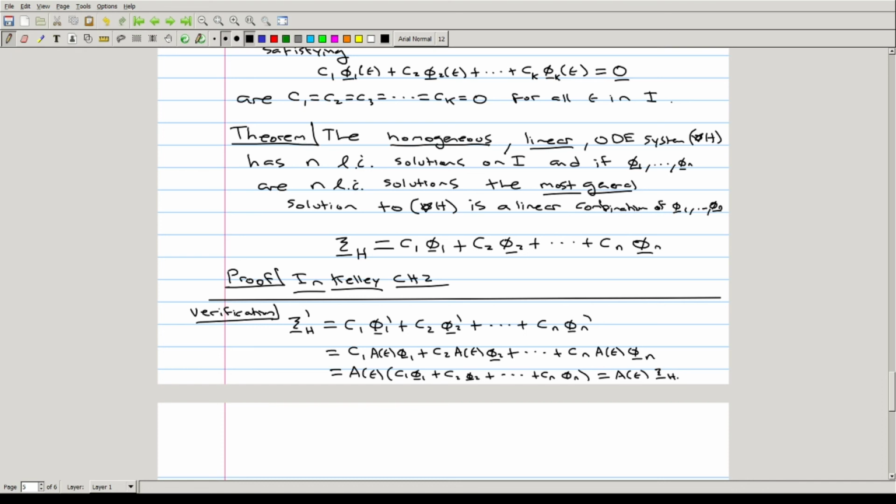So any linear combination will in fact solve the differential equation if each one of the terms in this linear combination satisfies the homogeneous form of the differential equation. What we're getting from this theorem is that the most general solution to the homogeneous form is a linear combination of n linearly independent solutions to this differential equation.